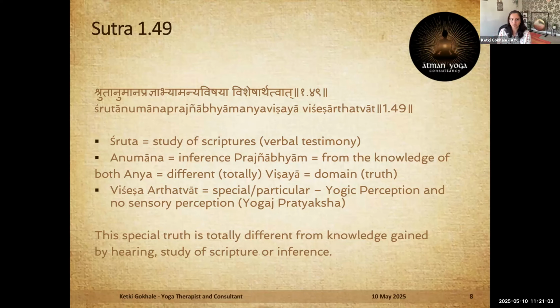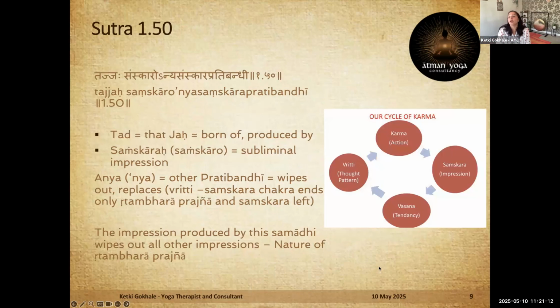Okay, so these sutras are getting cleared. And then what happens? A yogi who has reached this Ritambhara Prajna: Tajjas Samskaronya Samskara Pratibandhi. Gradually, what happens is, there is a cycle of karma.